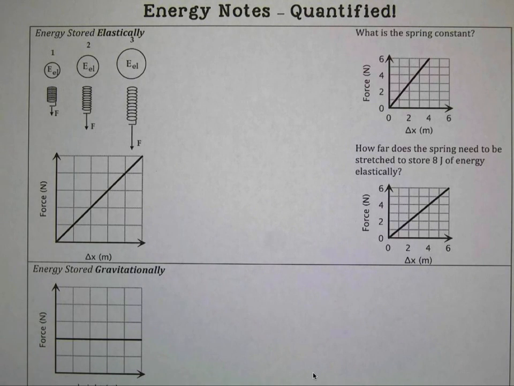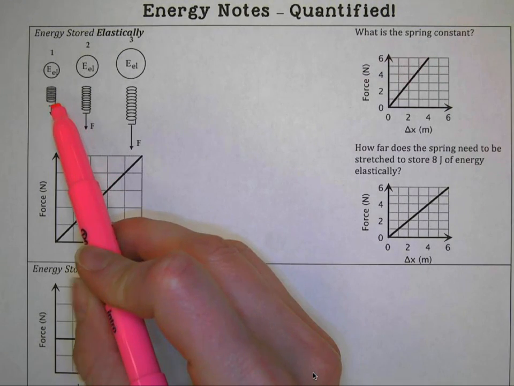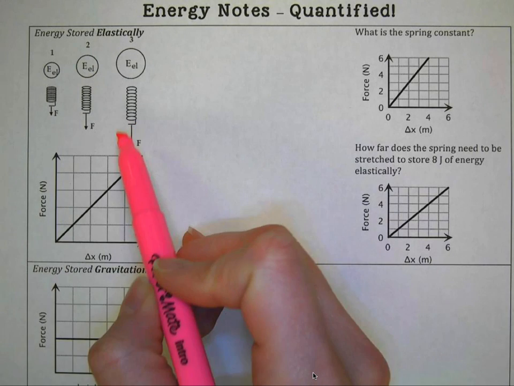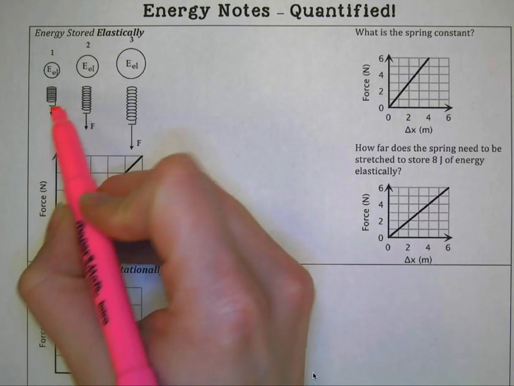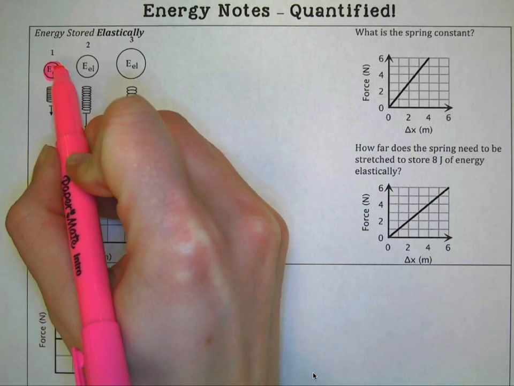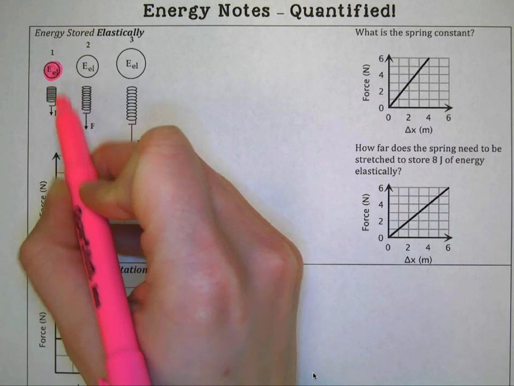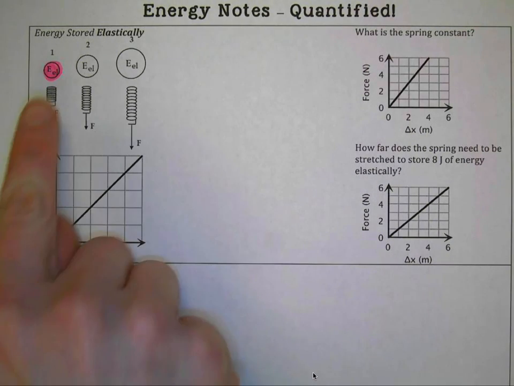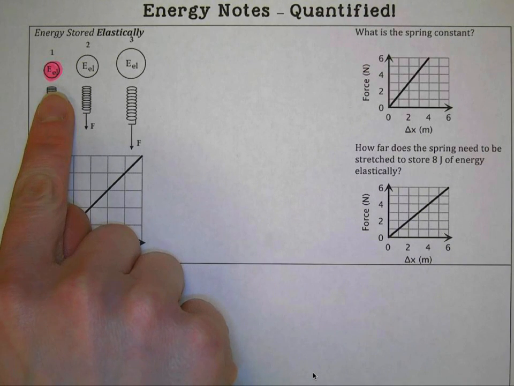Okay, we're going to take a look at what you learned in your lab. You took a spring and you stretched it. To stretch it a certain displacement, you had to apply a certain force to it. And if you stretched it a little bit, you applied probably a smaller force, and that correlates to the fact that you have a small amount of energy stored in the spring.